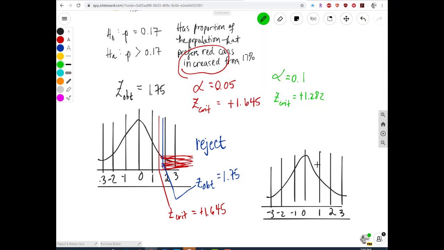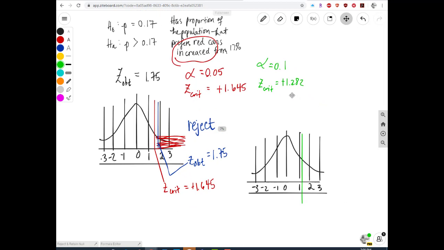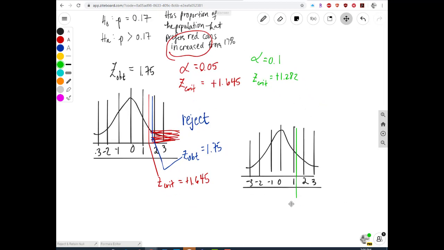The z-crit is 1.282, and that's going to be somewhere about there. I'm going to scooch this up a little bit. Actually, I'm going to make it just a little bit smaller. Maybe I can fit. Yeah. So the z-crit here is going to actually be positive 1.282. Everything greater than that is going to mark my area of rejection.